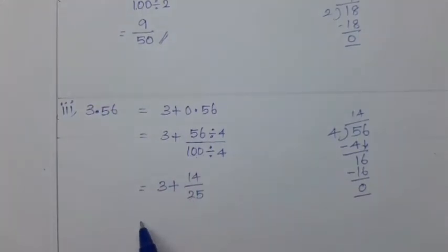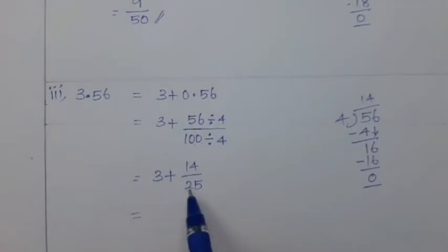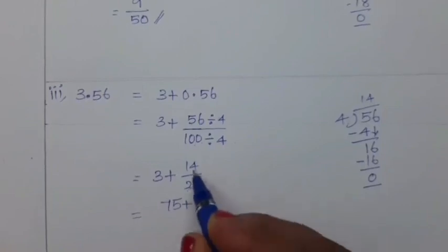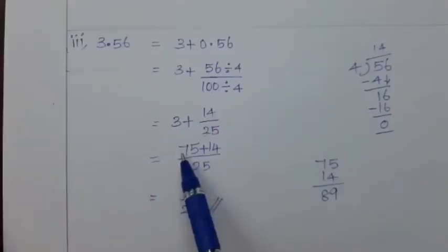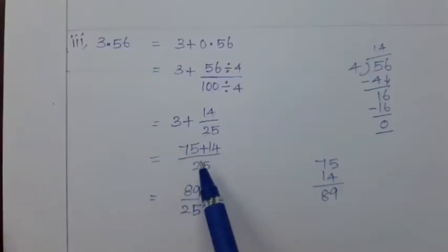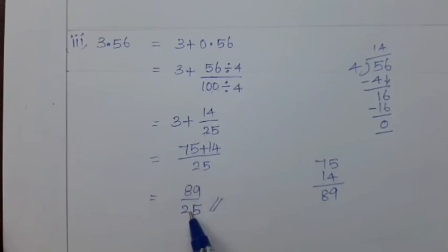Now we should take cross multiplication. 3 25s are 75 plus this 14 whole divided by this 25. Adding 75 with 14 we get 89. By adding 75 with 14 we get 89 divided by 25. So the answer is 89 divided by 25, which is the required lowest form.